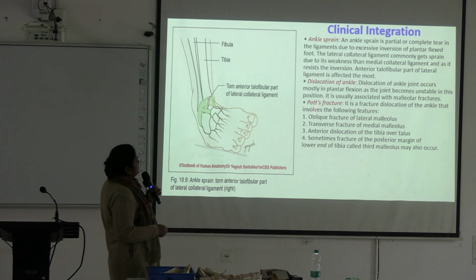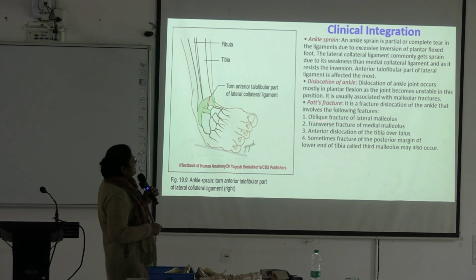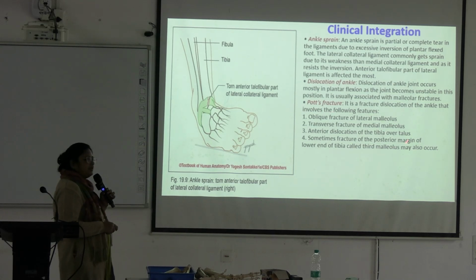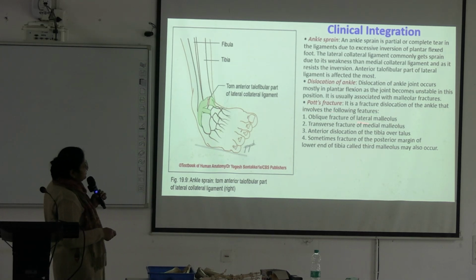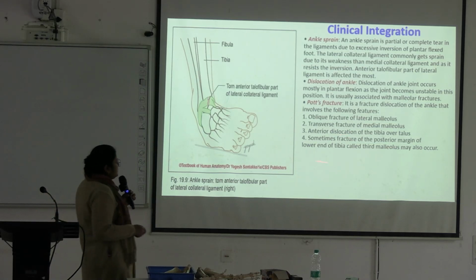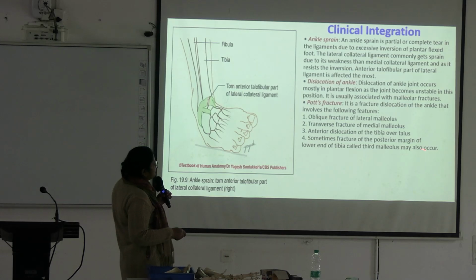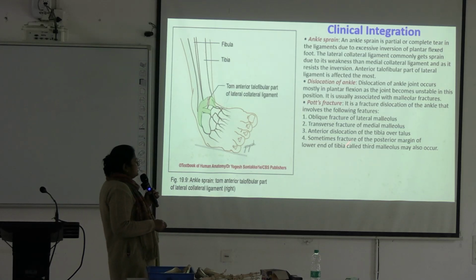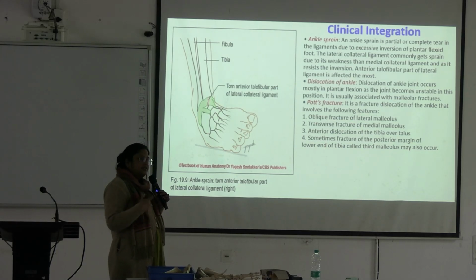Next is Pott's fracture. What is Pott's fracture? It is a fracture dislocation of the ankle that involves these features: oblique fracture of the lateral malleolus, transverse fracture of the medial malleolus, anterior dislocation of the tibia over the talus, and sometimes fracture of the posterior margin of the lower end of the tibia. This lower end of the tibia is sometimes called the third malleolus. These are the features of Pott's fracture, and all these are together present.